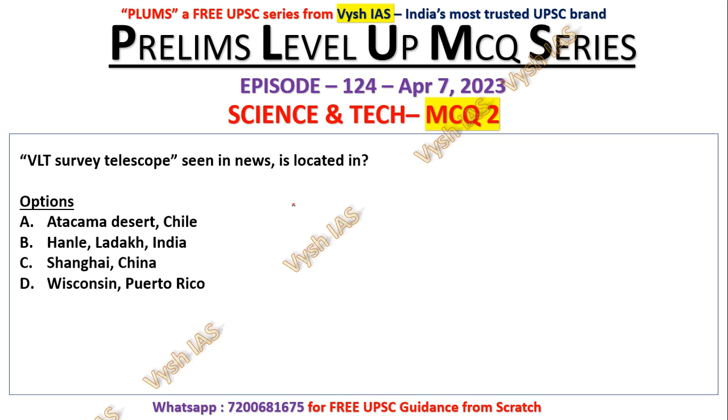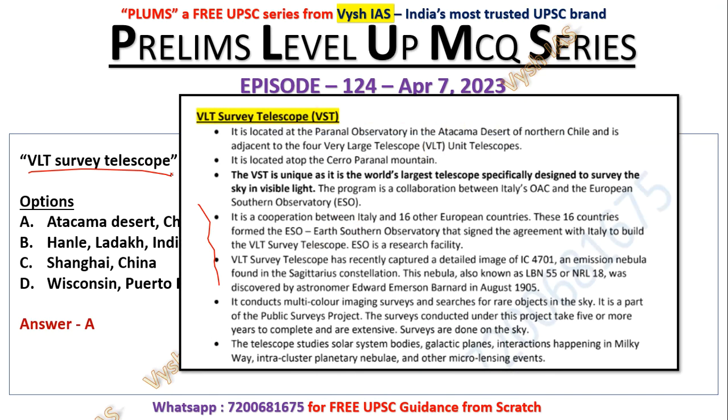There are already many telescopes at these locations, but this one, which is in the news now in March current affairs, the VLT Survey Telescope, is located at the first one, Atacama Desert, Chile. There are many telescopes actually. It is located in this particular observatory in the Atacama Desert, adjacent to 4 very large unit telescopes. So near to that only, this also is placed.